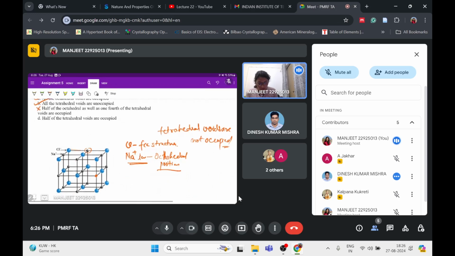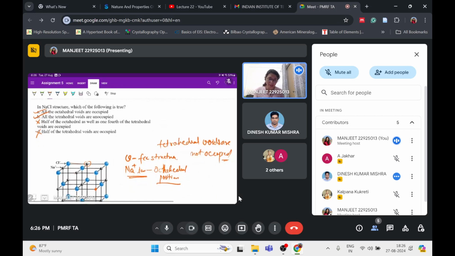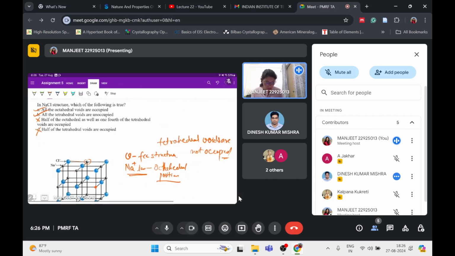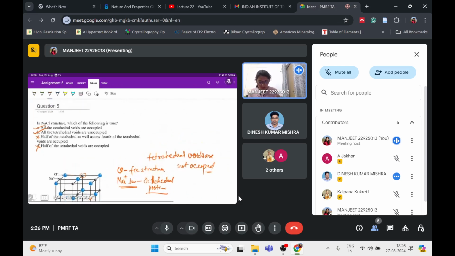Let's move to the D part. This says half of the tetrahedral voids are occupied. No, tetrahedral voids are not occupied. So D part is also incorrect. So A and B are the correct answer for the NaCl structure. The octahedral voids are occupied, and the tetrahedral voids are unoccupied. Okay, so if somebody has a doubt until question number 5, then you can tell me. Otherwise we will move to question number 6.